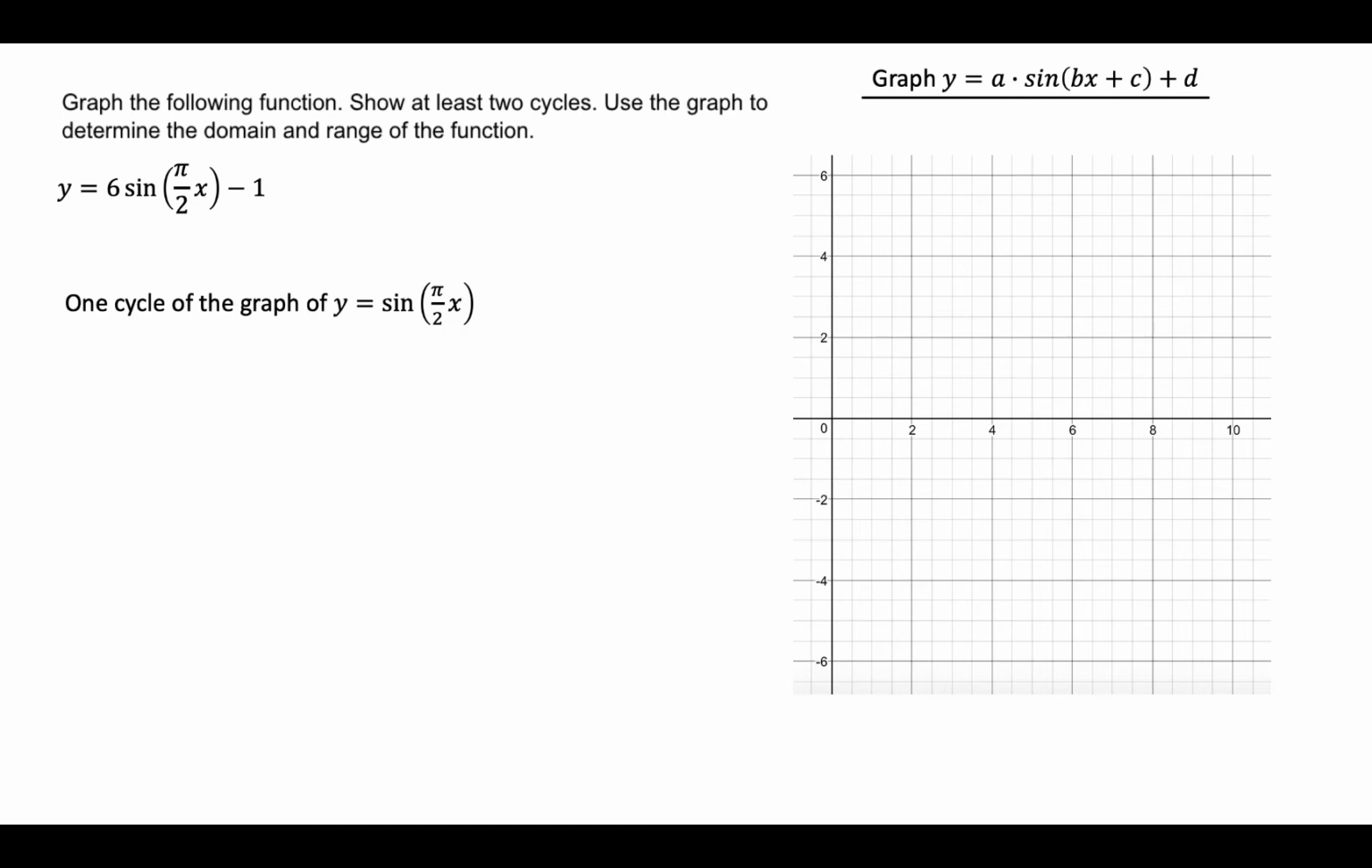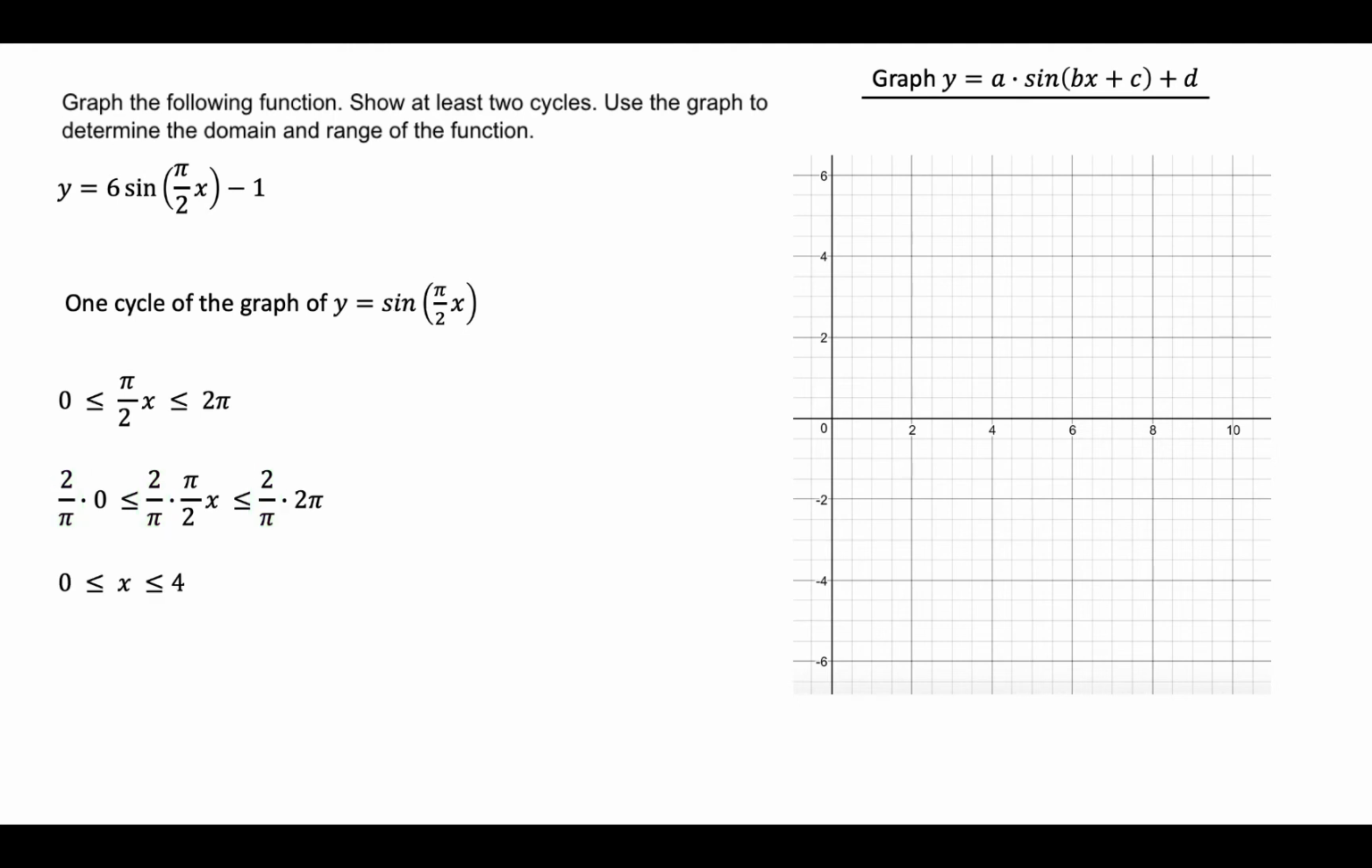We will begin with 1 cycle of the graph of y equals the sine of pi over 2x. We can find where 1 cycle resides by constructing a compound inequality with a lower limit of 0 and an upper limit of 2 pi. Then we will put what's inside the parentheses, pi over 2x, in the center. In order to solve for x, we will multiply all 3 places by 2 over pi.